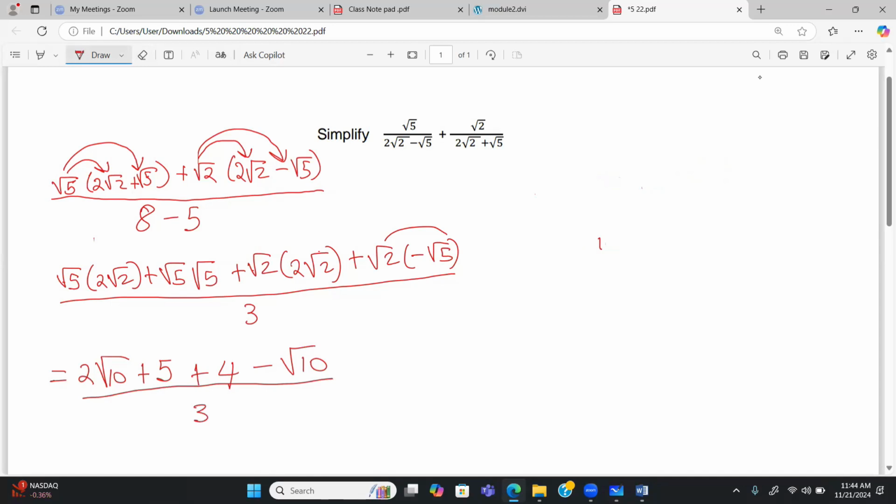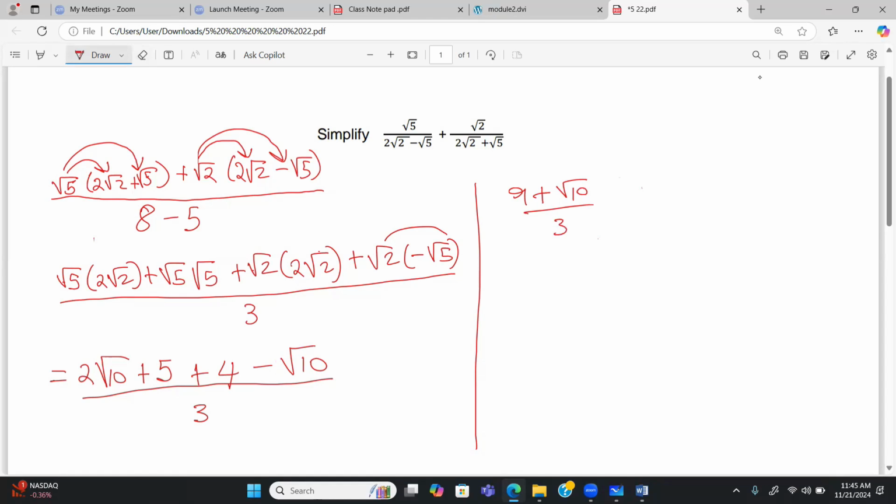Now, if we continue breaking this down, the 5 and the 4 add to become 9. Those are regular integers, so we have 9 there. But 2 root 10 minus root 10, or you could say 1 root 10, so 2 root 10 minus 1 root 10 is just root 10. We're going to be left with plus root of 10. All of this is over 3.